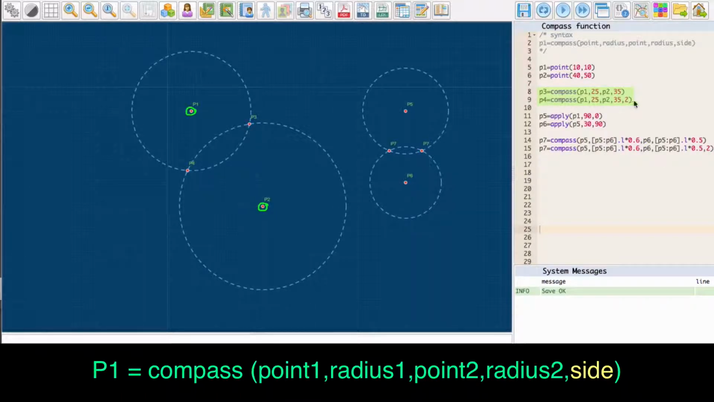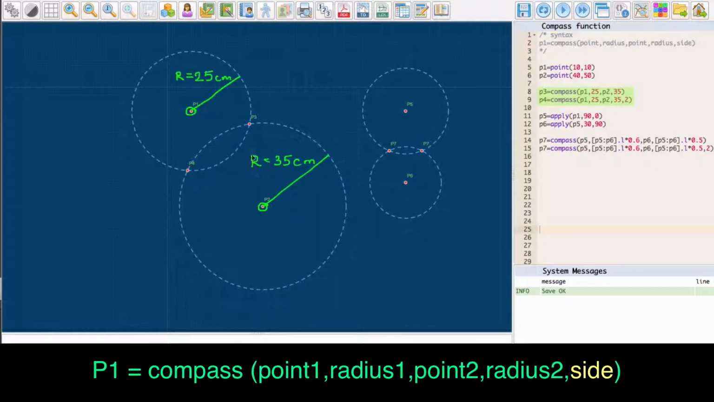For both points, similar circles are used. The first one has the radius of 25 cm and its center is at P1. The second one has the radius of 35 cm and its center is at P2. You won't see these circles when applying the compass function. They were drawn deliberately here for the purpose of this demonstration.